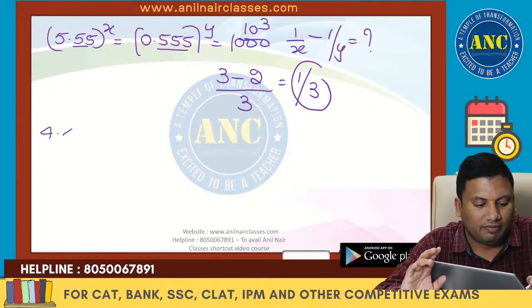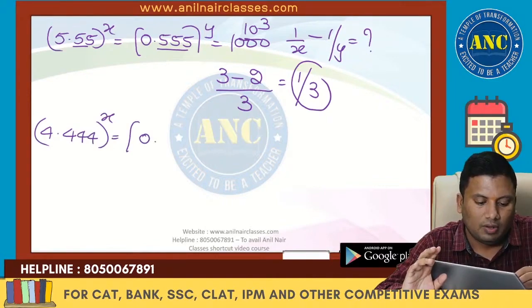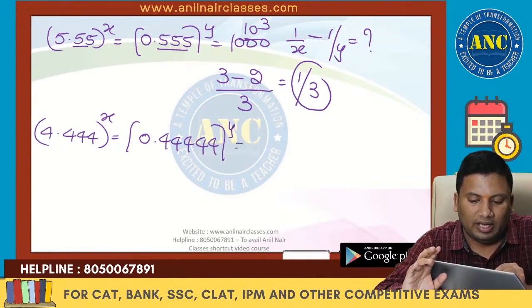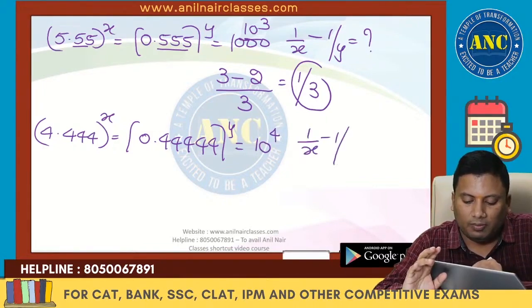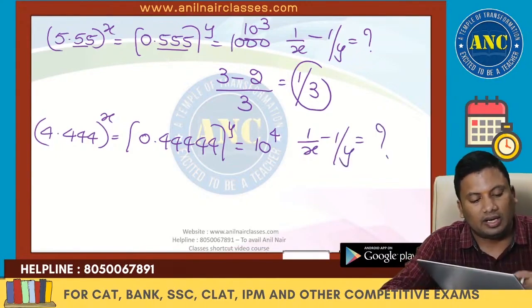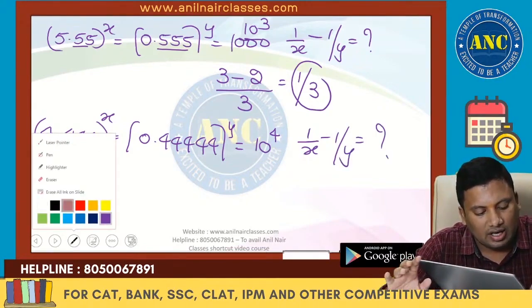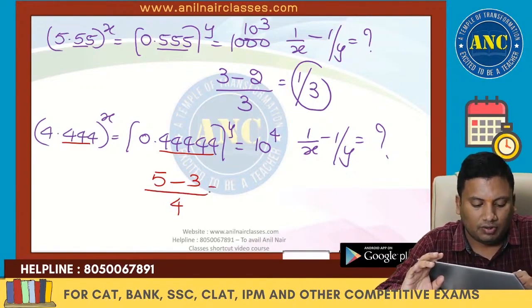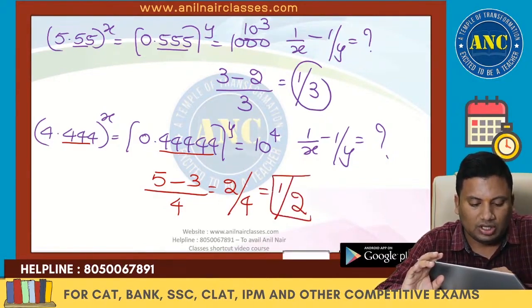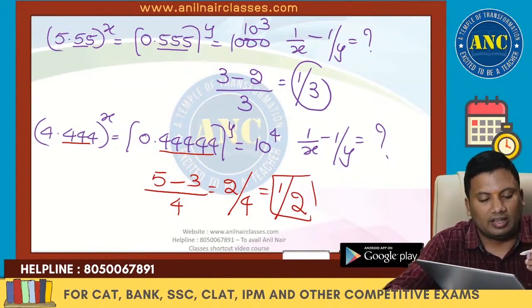Next, 4.444 power x equivalent to 0.44444 power y equivalent to 10 power 4. 1 by x minus 1 by y equivalent to? Just by looking at the question itself, you will get the answer. After the dot, how many decimals are there? 5. After the dot, how many are there? 3. Divided by, it is 4. 5 minus 3, 2. 2 by 4 is nothing but 1 by 2. Just by looking at the question itself, you will get the answer.